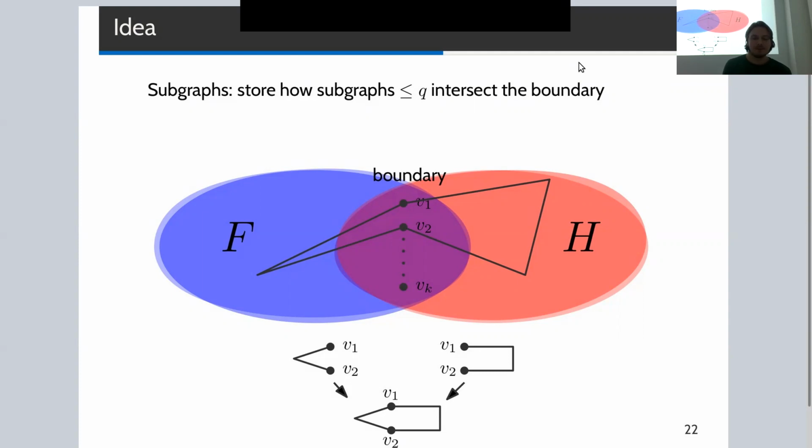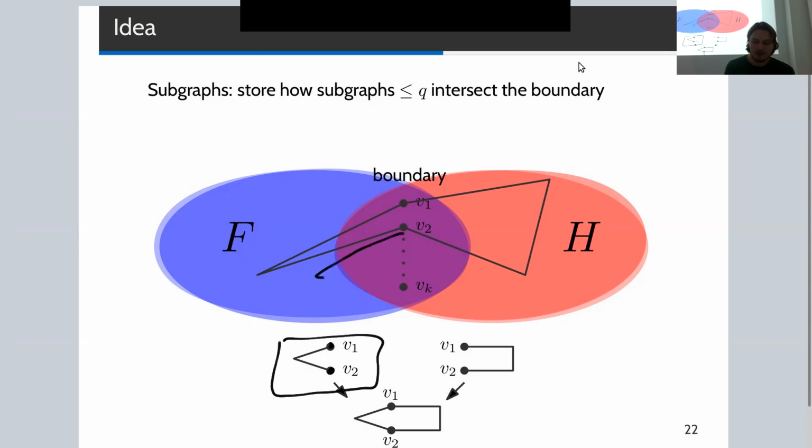So let's say we want to determine whether the graph contains a certain subgraph. What we would store in our dynamic programming tables is how all subgraphs of size at most Q could intersect the boundary. So if the graph looks as it is highlighted here, then maybe in F we would store that there exists such a subgraph, this path of length 2, and it contains V1 here and V2 here. This would be in our records for our graph F.